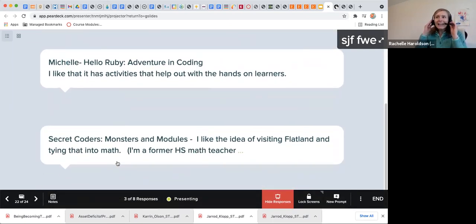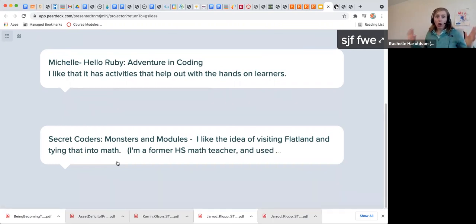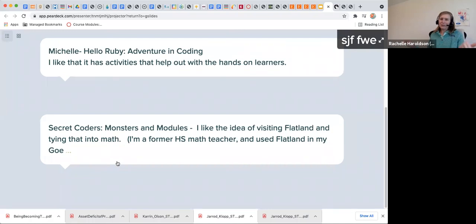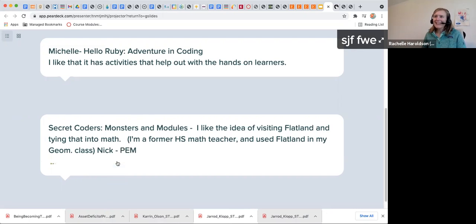Yeah, visiting Flatland, right? Totally. I had a geometry teacher that talked all about Flatland. I've never actually read the book, but I knew about it when we got to it. So yeah, okay, whoever this is, former high school math teacher, yes, you use Flatland in your geometry. Are you Mr. Conway? Because Mr. Conway, same thing. That's awesome. Yeah, Secret Coders has a lot of really great mathematical constructs in it as well. Thanks, Nick. That's awesome.